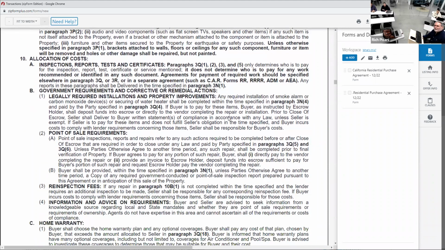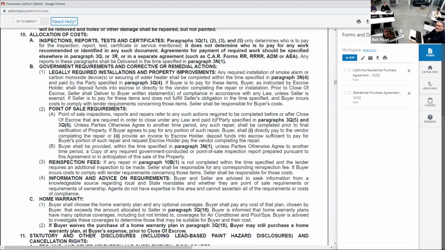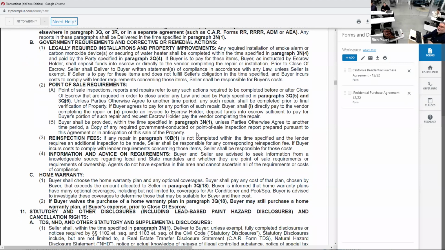Inspection report, it talks about government required inspections and reports, point of sale requirements. Also part of retrofitting is, if it's an older home and it doesn't have an earthquake valve, that's a requirement in the city of Los Angeles that an earthquake valve be put on the property. When this comes back, okay.